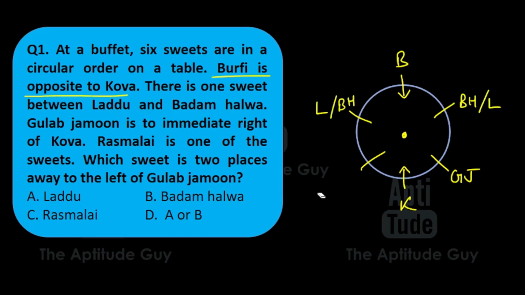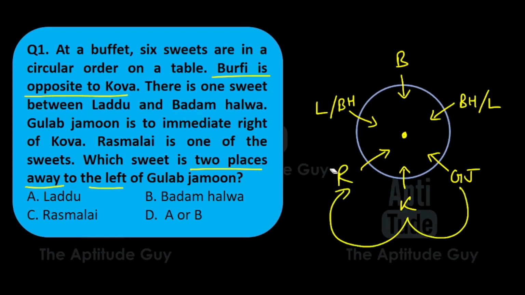And we have one vacant place and one sweet remaining, that is rasmalai. So rasmalai is definitely here. This is the circle. Now the question is, which sweet is two places away to the left of gulab jamun? Like we studied in the previous video of linear arrangement, two places away means second place. So two places away to the left means second place to the left of gulab jamun. So we have 1 and 2. Answer is rasmalai. Option C.